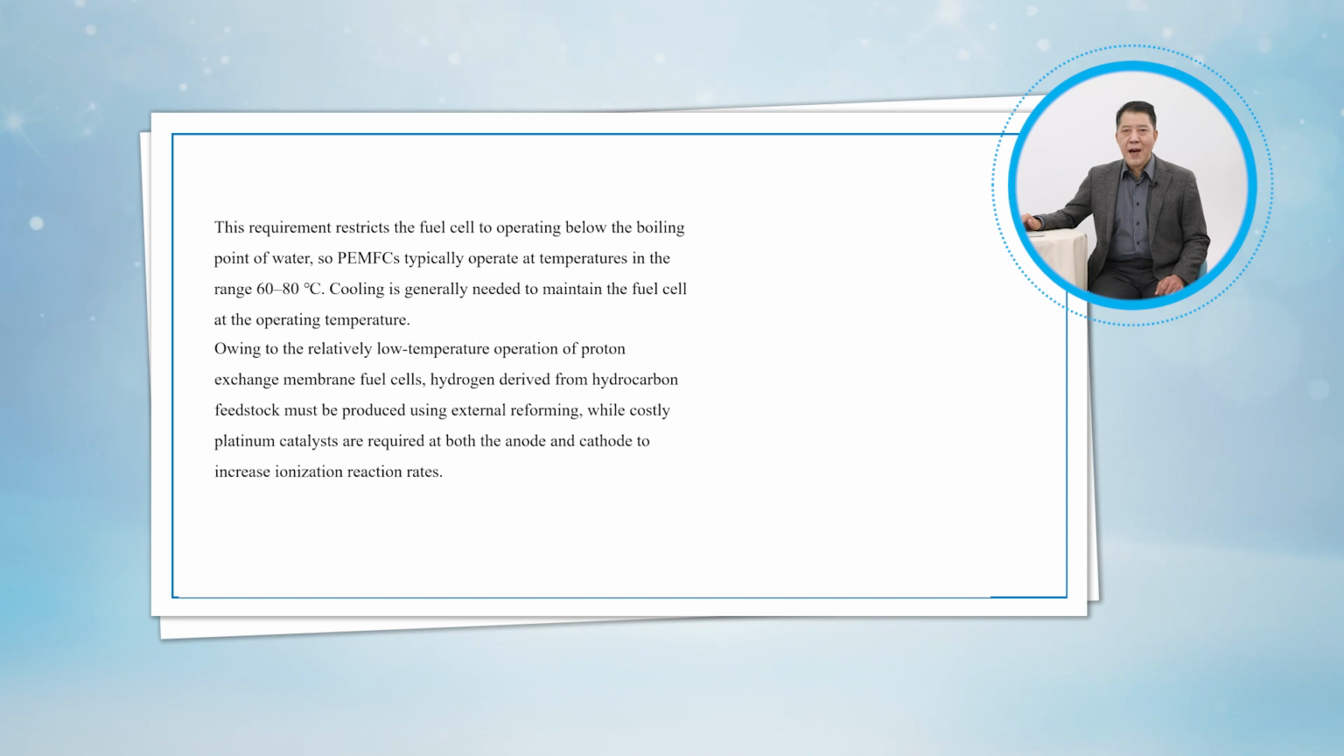Owing to the relatively low temperature operation of proton exchange membrane fuel cells, hydrogen delivered from hydrocarbon feedstock must be produced using external reforming, while costly platinum catalysts are required at both the anode and cathode to increase ionization reaction rates.